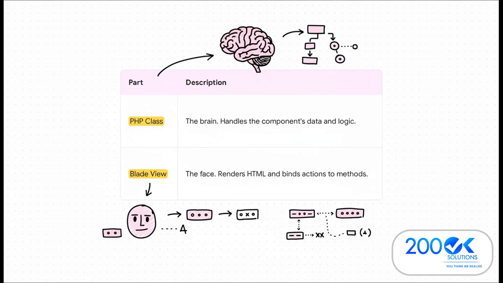So every single Livewire component really has 2 halves that make a whole. First, you've got the PHP class. You can think of this as the brain. It holds all the data, like our current count, and the logic, the methods that can change that data. Then you have the Blade view. This is the face. It's the HTML that displays the data, and it uses special little tags like wire:click to connect user actions directly to those methods in your PHP class. It's a really clean and simple connection.